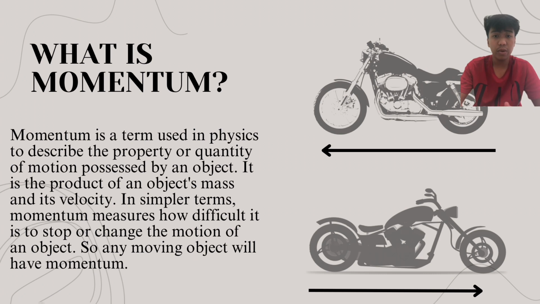formula. What is momentum? Momentum is a term used in physics to describe the property and quantity of motion possessed by an object. It is the product of an object's mass and its velocity. In simpler terms, momentum measures how difficult it is to stop or change the motion of an object. So any moving object will have momentum. And the motorcycle is going to the right and the one is going to the left.